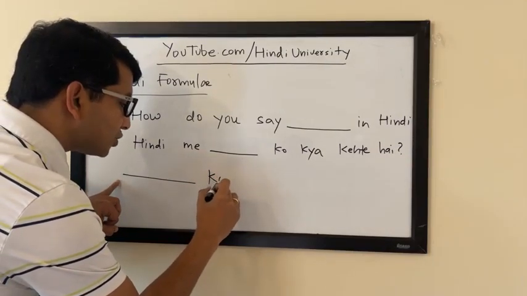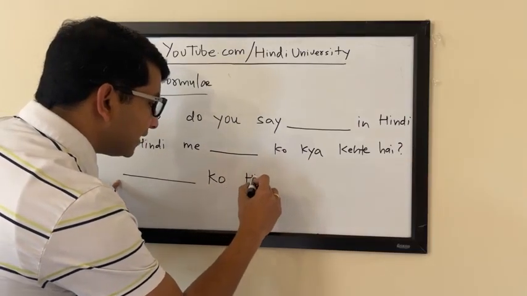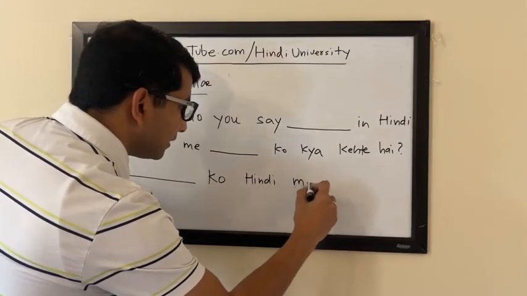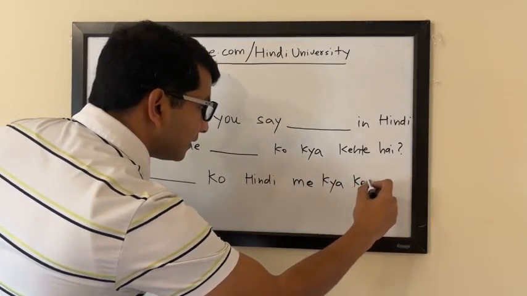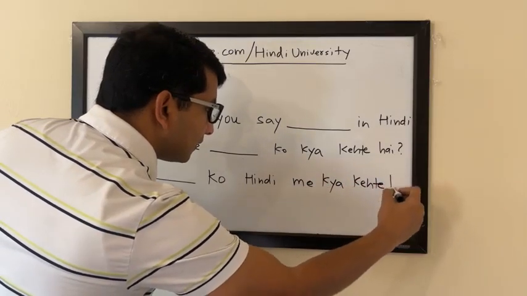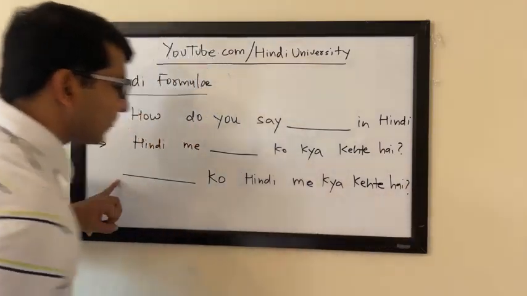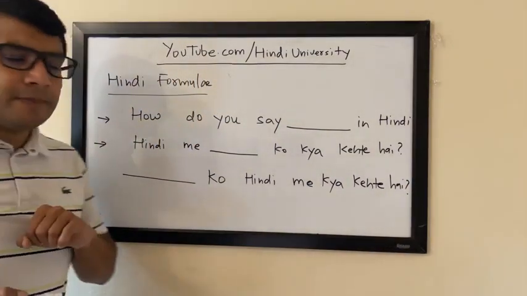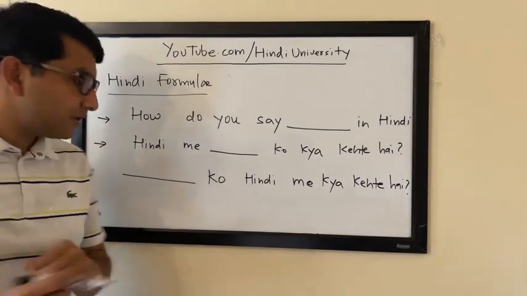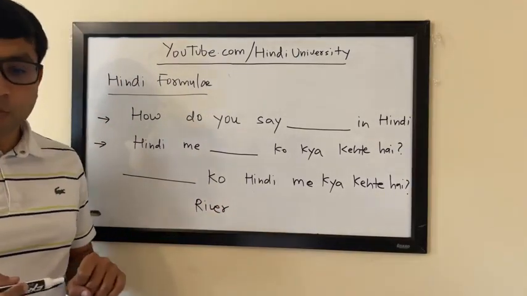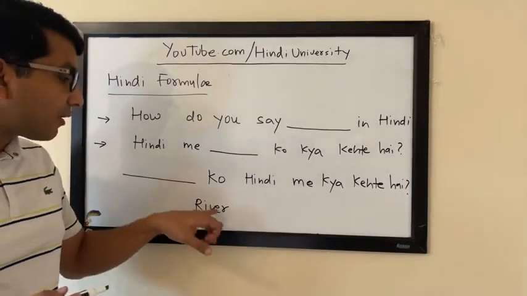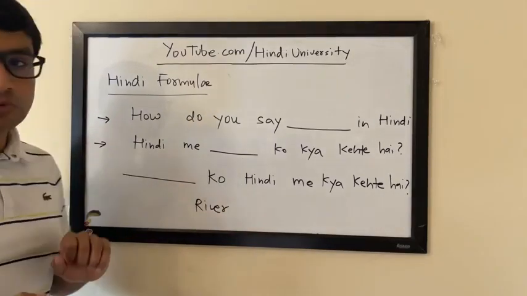If you want to say dash को हिंदी में क्या कहते हैं, either way it's fine. Parent को हिंदी में क्या कहते हैं, और river को हिंदी में क्या कहते हैं, और mountain को हिंदी में क्या कहते हैं. This order is also fine. You can use either of those.